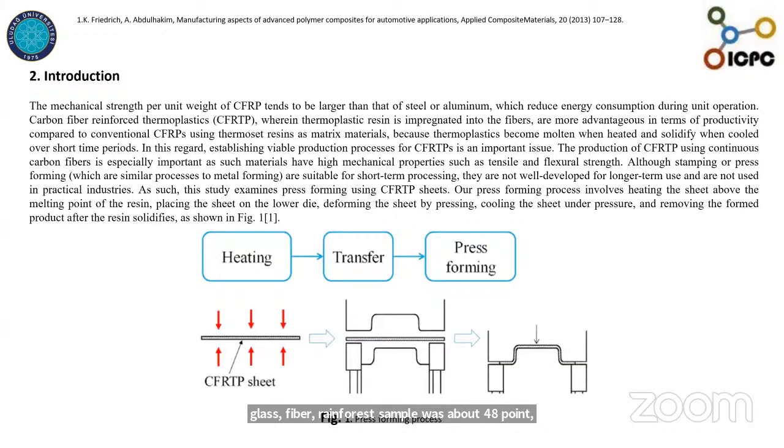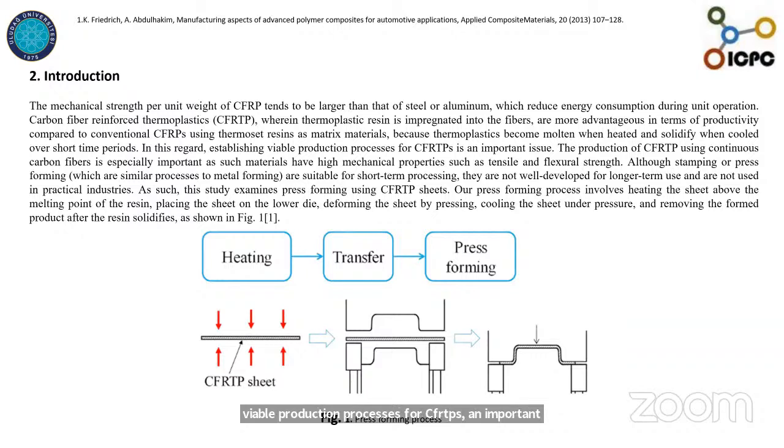The mechanical strength per unit weight of carbon fiber reinforced composites tends to be larger than that of steel or aluminum, which also reduces energy consumption during operation. Carbon fiber reinforced thermoplastics, abbreviated as CFRTP, in which thermoplastic resin is impregnated into the fibers, are more advantageous in terms of productivity over short time periods. In this regard, establishing viable production processes for CFRTPs is an important task.